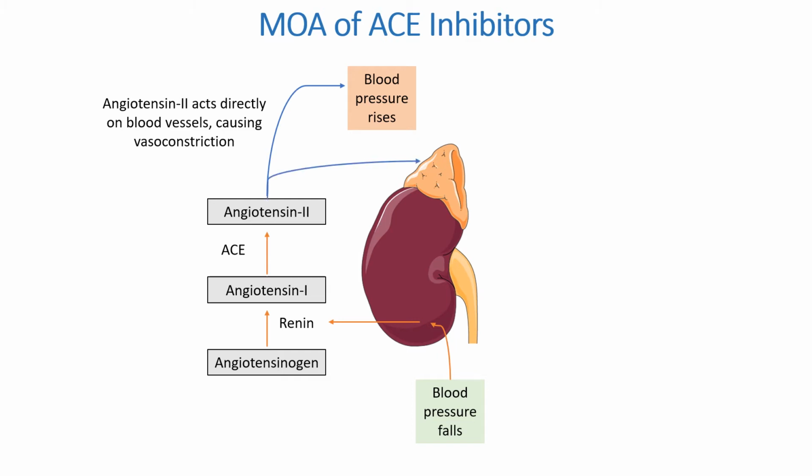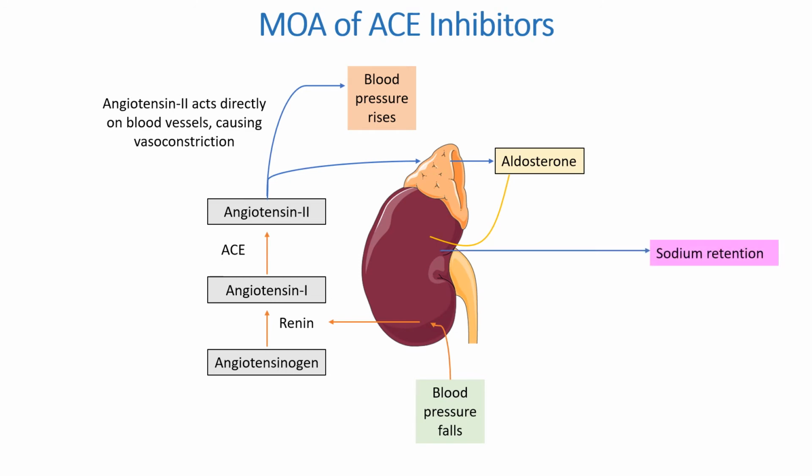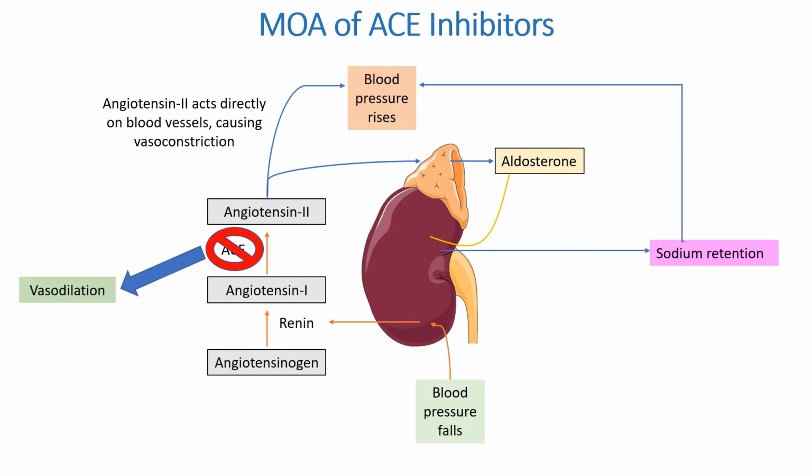Now this angiotensin 2 also acts on the adrenal gland to release aldosterone. This aldosterone acts on the kidney to cause sodium retention. The increased sodium causes water to be retained and thus increases the blood volume and thereby increases the blood pressure. So now we'll see how our drug, that is ACE inhibitor, acts. Our drug blocks the enzyme ACE, which is angiotensin converting enzyme, and thereby it causes vasodilation. So obviously whenever there is vasodilation, the blood pressure falls.